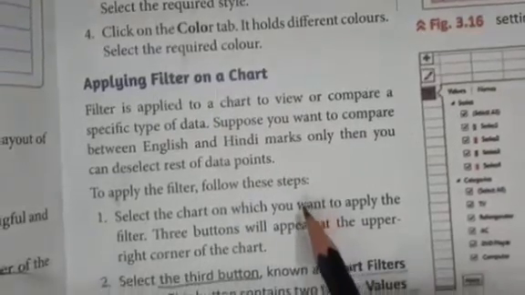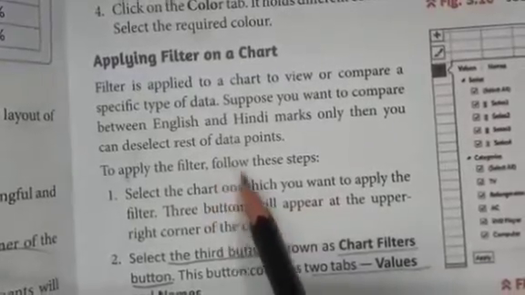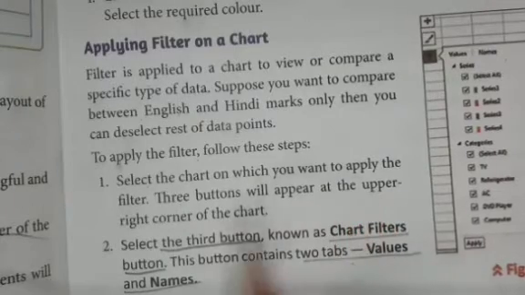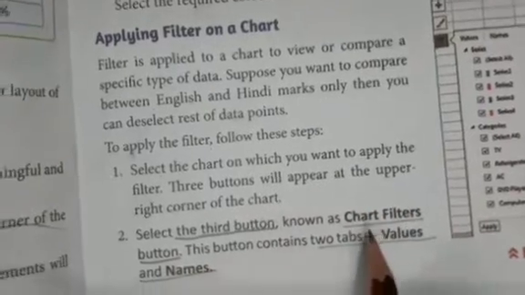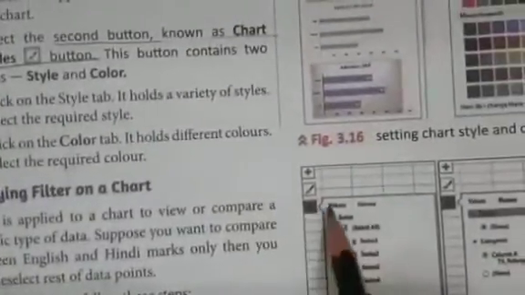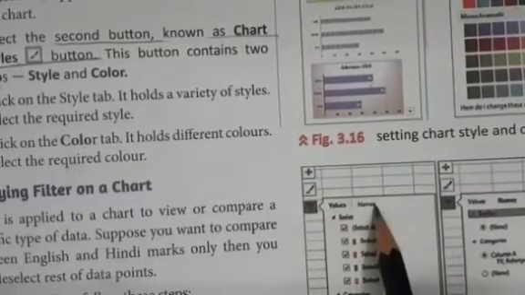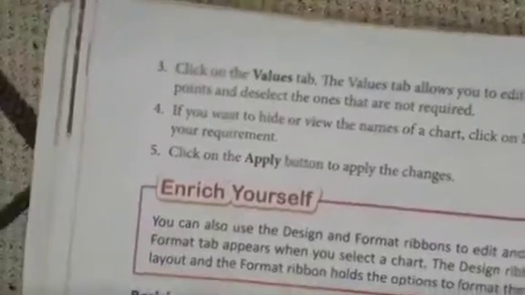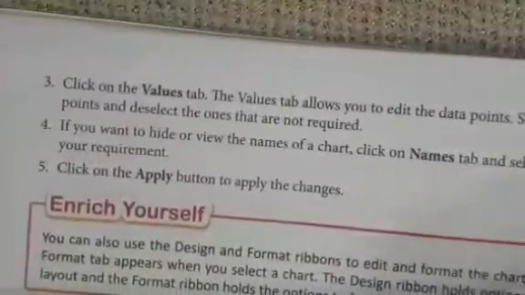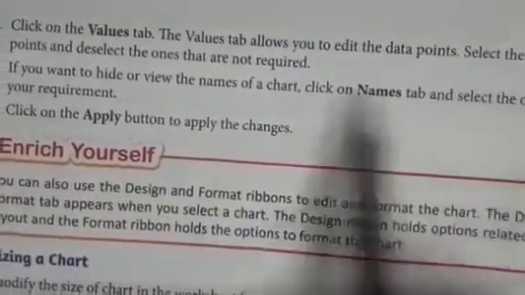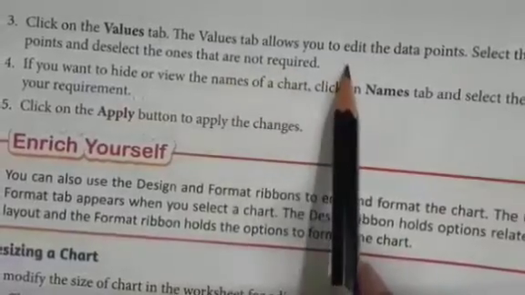So let's see the steps to apply the filter. First, select the chart. 3 buttons will appear. Select the third button, known as the chart filters button. This filter button will contain 2 tabs, values and names. Click on the values tab. The values tab allows to edit the data points. Select the required points and deselect the ones that are not required.